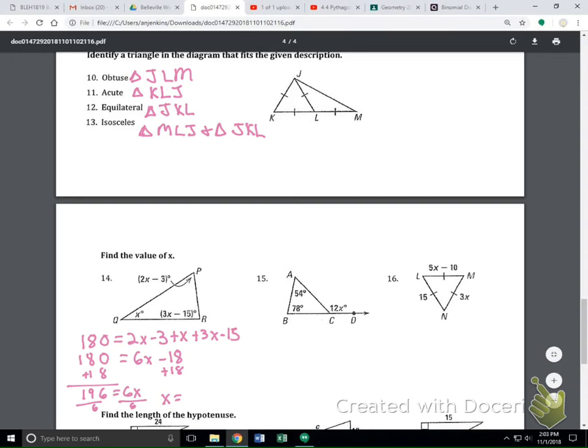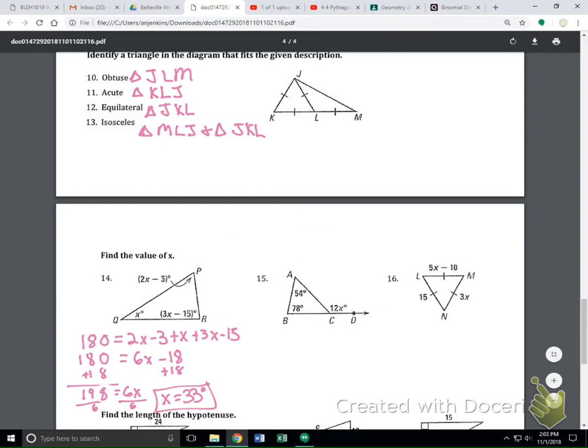So 196 divided by 6. 32.6. You know what the error is? Did you guys see my error? I made a math error. It happens. Oh yeah, it's supposed to be 198. I just didn't carry that down, so I apologize. That's 33. There you go. So that's 33. I knew what the answer I was looking for was. So 33 degrees.